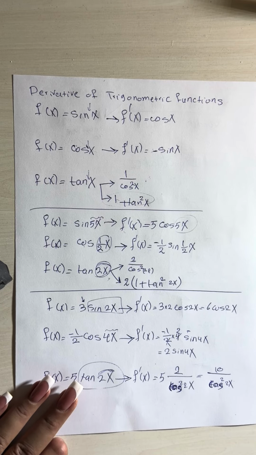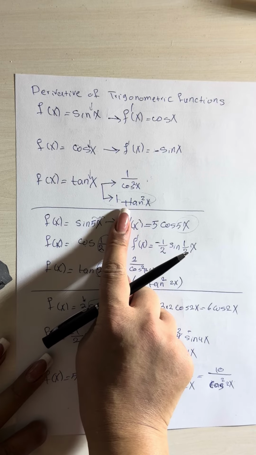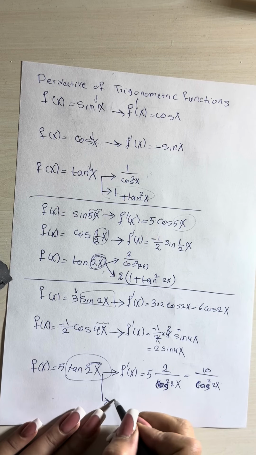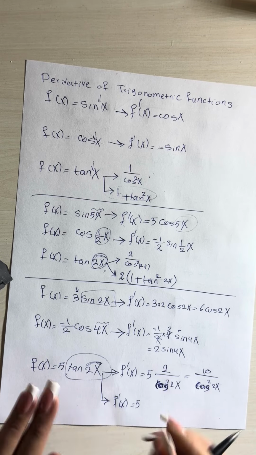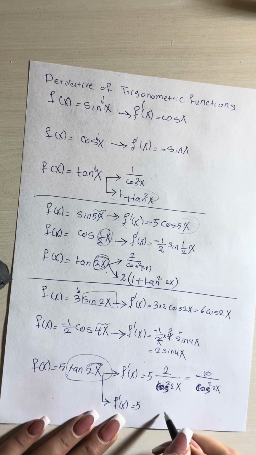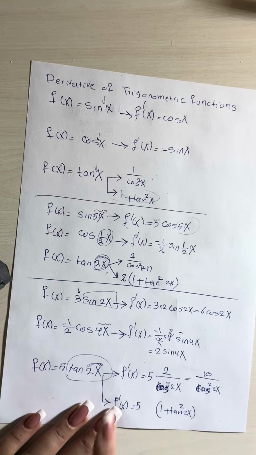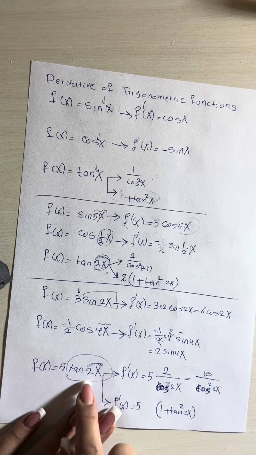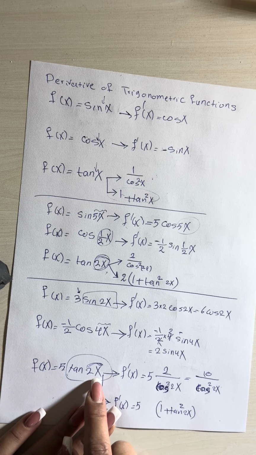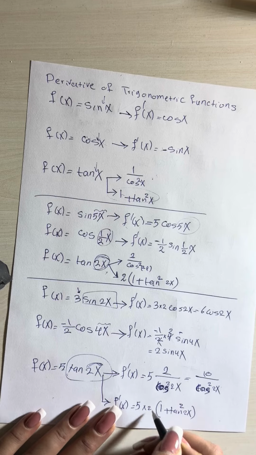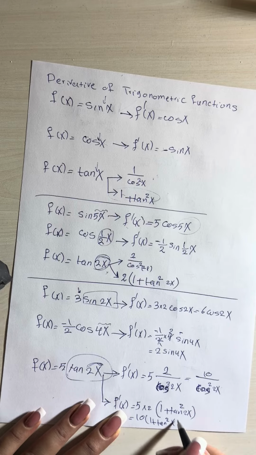Okay, what if a student wanted to use the second way, this one? We keep 5, derive tan 2x to be 1 plus tan square 2x. Here I derive tan. After deriving tan, I have to say times the derivative of the angle, 2x, which is 2. So times 2. The answer is going to be 10 times 1 plus tan square 2x.